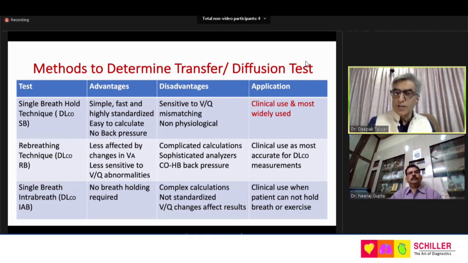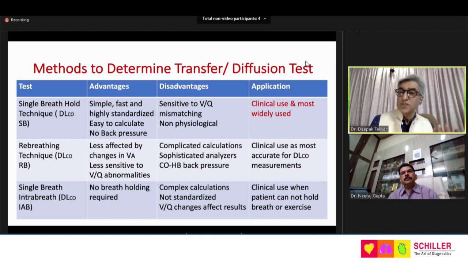It is also used clinically, and it is considered the most accurate test for diffusion measurements. It's most accurate for one reason: a breath hold requires about 10 seconds, and there are people who are very sick and won't be able to hold their breath for 10 seconds. So you can't perform a single breath hold test. We will also see some limitations which are not there in the rebreathing technique.